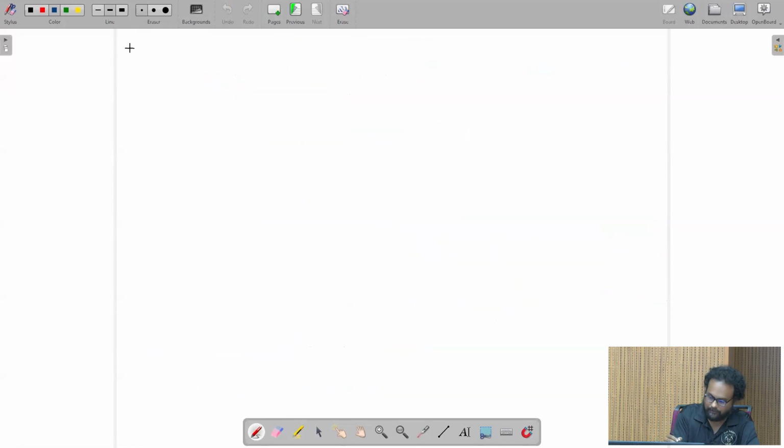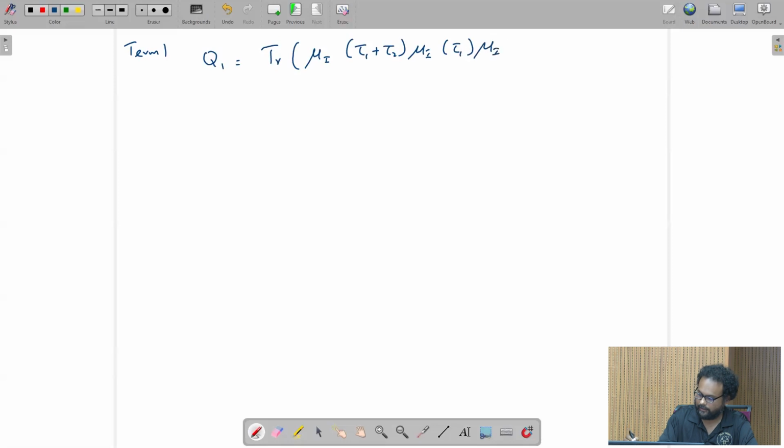Let's take term 1, which is Q1. This is the trace of mu I of tau 1 plus tau 2, mu I of tau 1, mu I of 0, rho equilibrium, right? Now we are in the interaction picture. Let's go back to the Schrodinger picture for a moment. If we're going back to the Schrodinger picture, what do I need to do? Let's find this out.